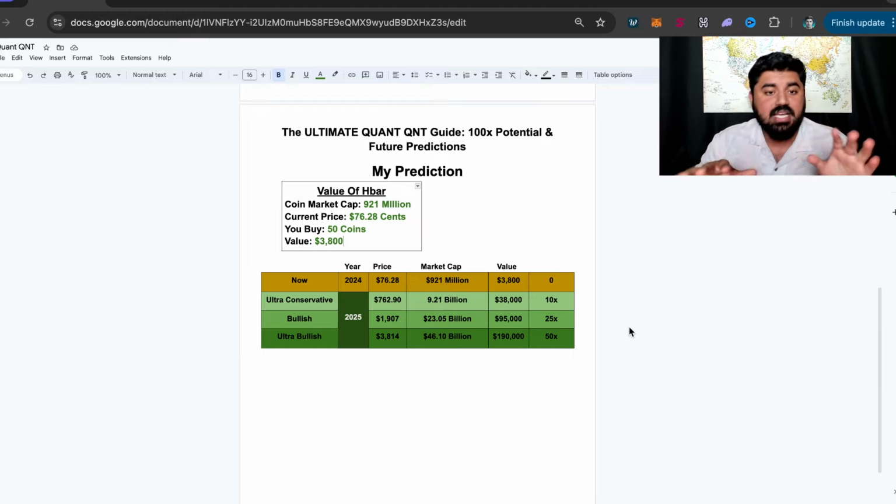That is a good scenario. It's not conservative, it's above a conservative, but it's a possible scenario. The ultra bullish scenario that I have is reaching a price of $3,814.